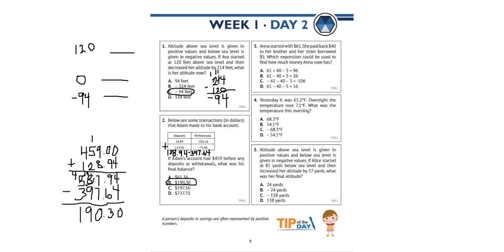Anna started with $61. She paid back $40 to her brother, and her sister borrowed $5. Which expression could be used to find out how much money Anna now has? So she started with $61 and she paid back 40. So we're going to subtract the 40. And then her sister borrowed, so that's going to be taken away as well. And then she's going to have 16 left. So our answer would be D.